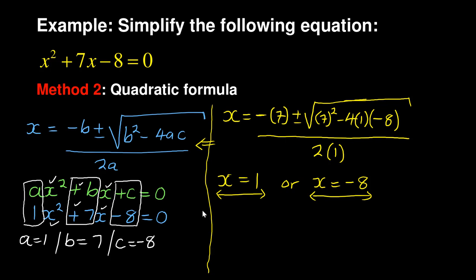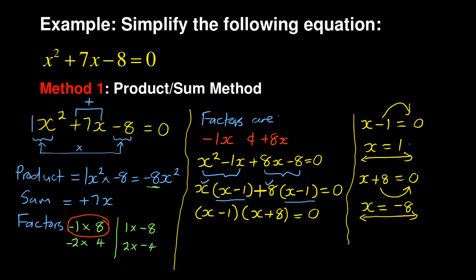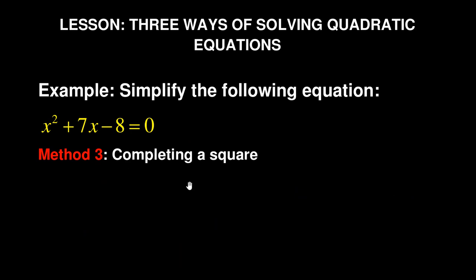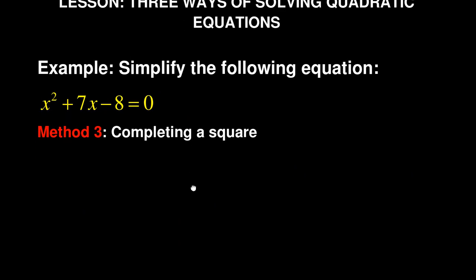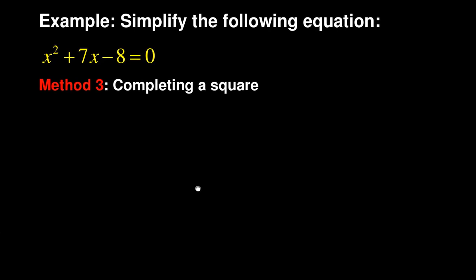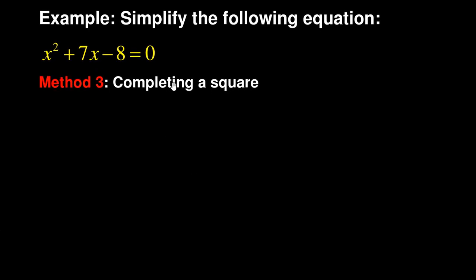And if you remember, the previous one also gave us x is equal to 1 and x is equal to minus 8 as we were solving them in this particular case. So which means our answer is also correct. Now let us look at the last method. Again, method number 3. It says we are going to solve this by completing a square. So how do you solve this by completing a square?